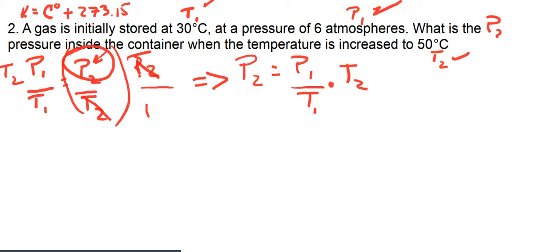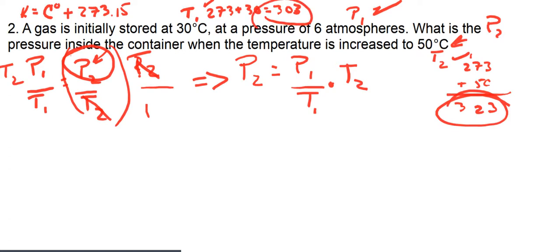So our T1 would be 273 plus 30 equals 303 for T1, and T2 would be 273 plus 50 equals 323. So our second temperature is 303 and the other one is 323.